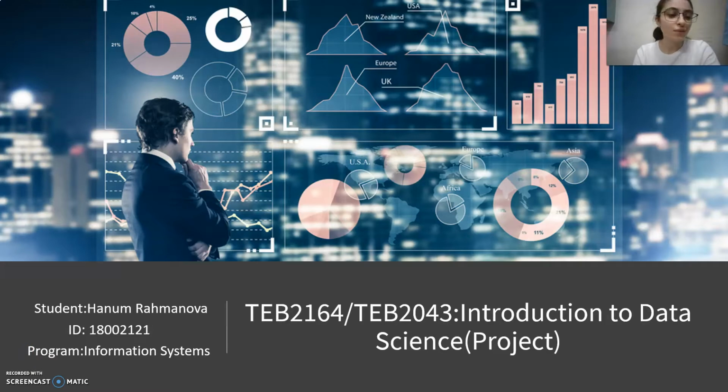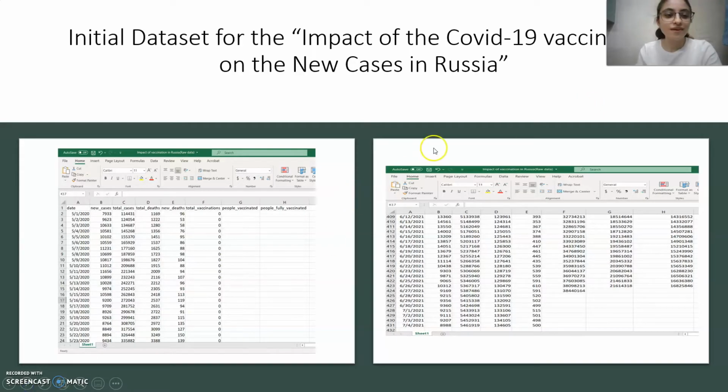18002121. My program is Information Systems, and in this video I'm going to present my Intro to Data Science project. For analyzing, I chose a dataset which can be used for the impact of the COVID-19 vaccination on the new cases in Russia. As you can see, the initial dataset consists of 8 columns and 131 rows.